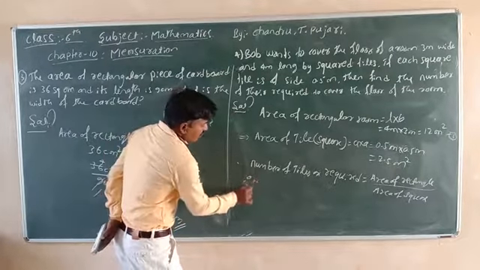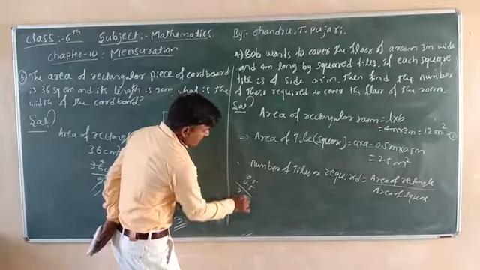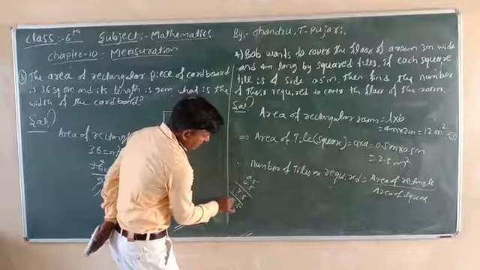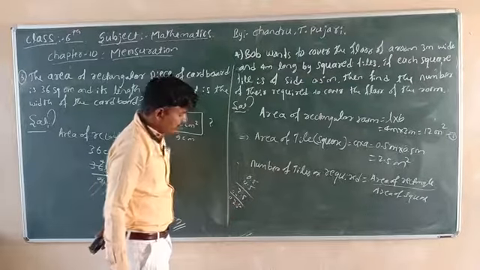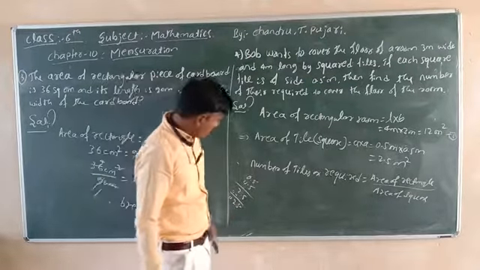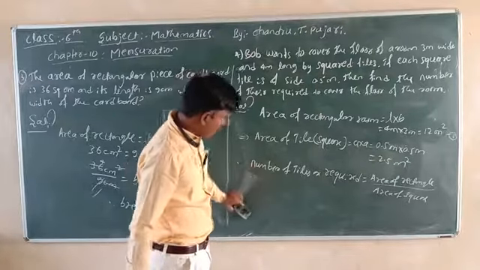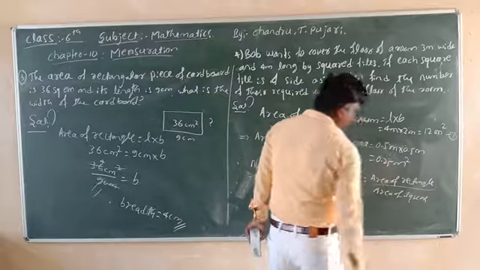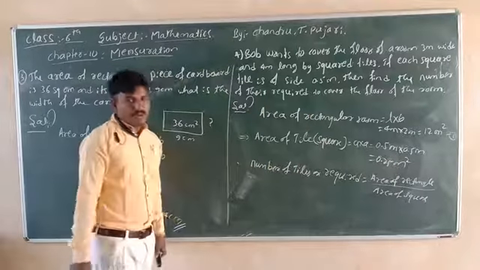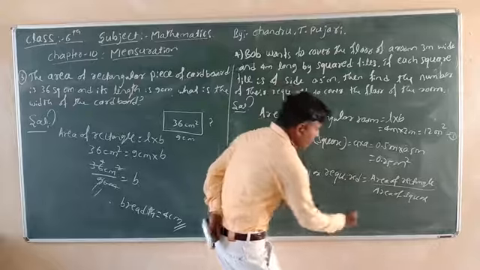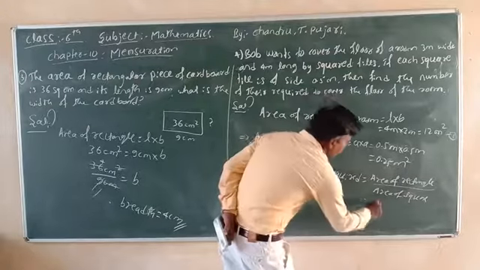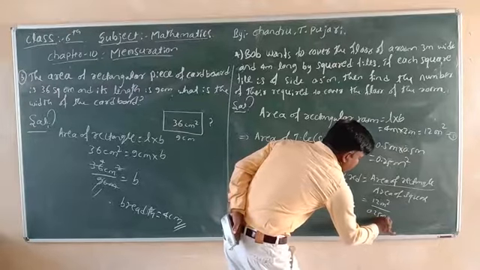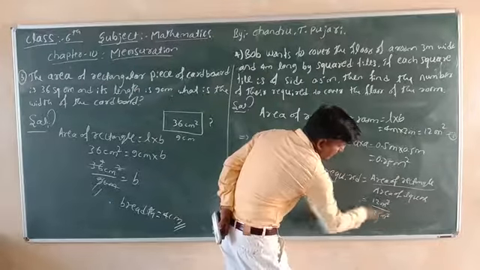0.5 into 0.5, therefore 25, and the answer is 0.25. Now you can find out the number of tiles. The area of the rectangle is 12 meter square, divided by 0.25 meter square, so the meter square cancels.